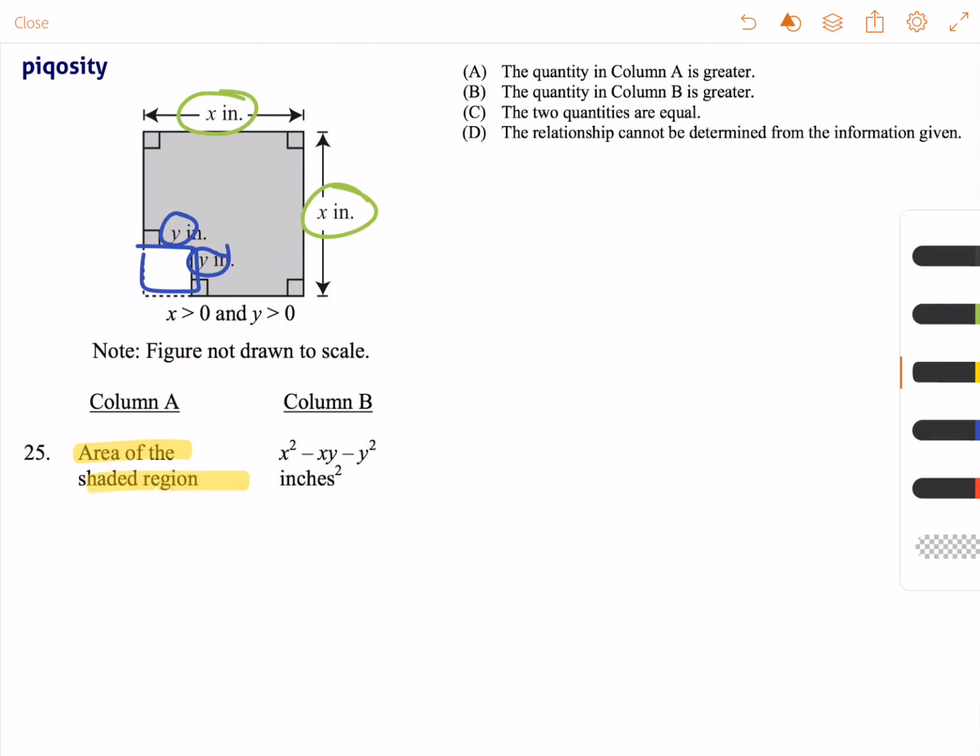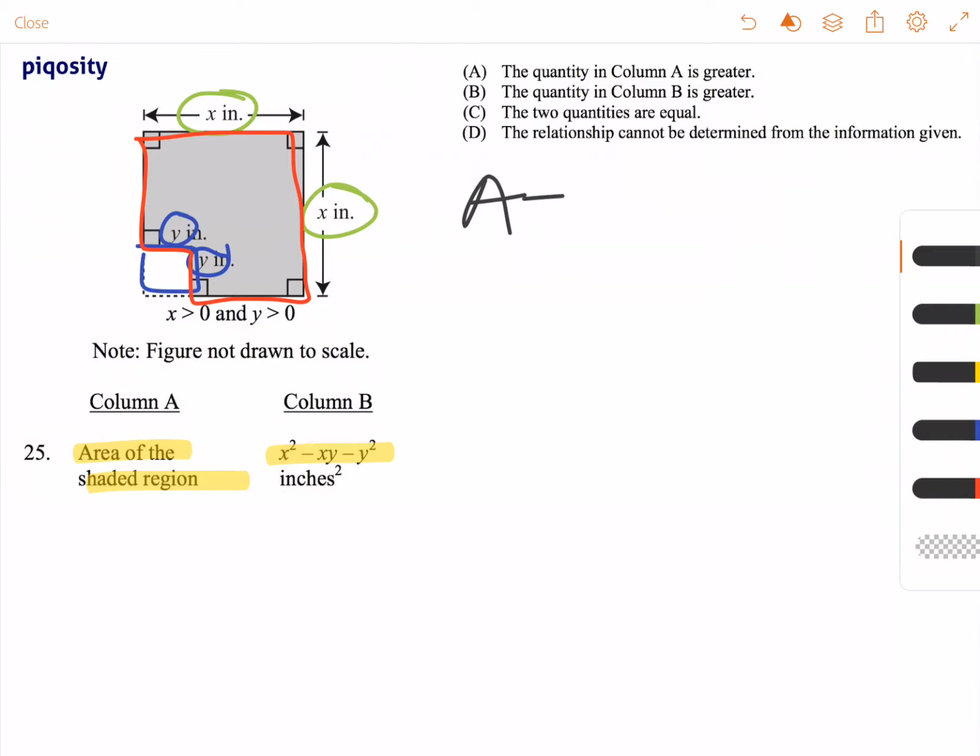It says area of the shaded region versus x squared minus xy minus y squared inches squared. But basically that's referring to an area of a different kind of square. So the area of the shaded region refers to all of this, everything inside of that. So let's start with figuring out what the area of the large square is.